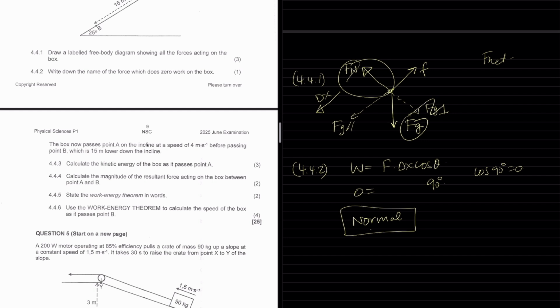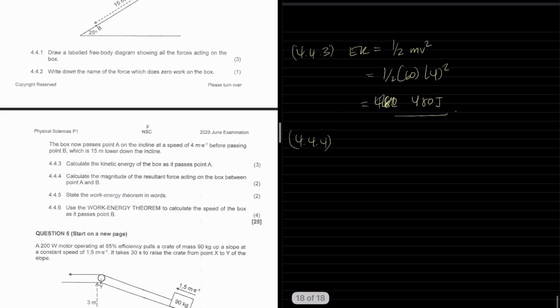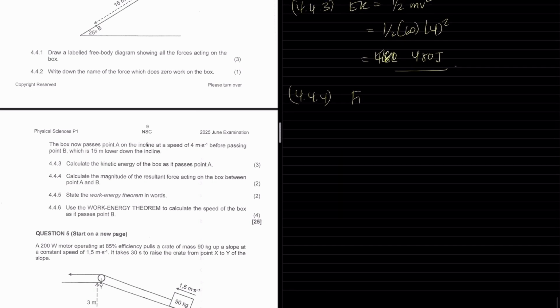The perpendicular is going to equal the normal, and so the only two forces are going to be FG parallel and friction. So F net, assuming down is positive, is going to equal FG parallel minus friction. FG parallel is mg sine theta, minus friction, which they've given us as 180. Now we just need to substitute.